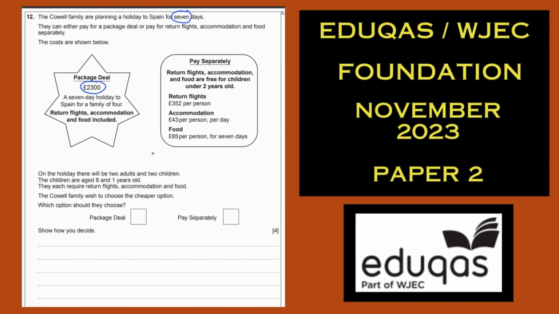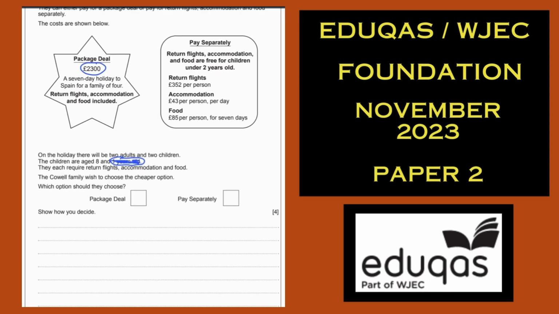Down here, on the holiday, there will be 2 adults, 2 children. The children are 8 and 1. Here's the deal. It's free for children under 2. In other words, when we're looking at the cost, we're not really bothered about the 1-year-old. Doesn't count when it comes to the cost. We're only looking at 3.